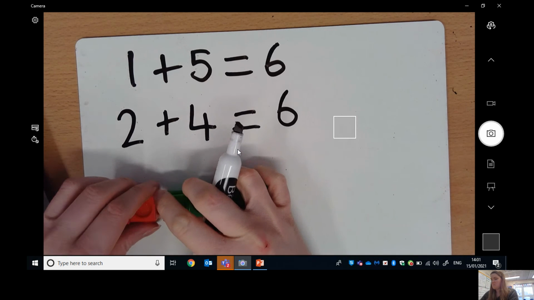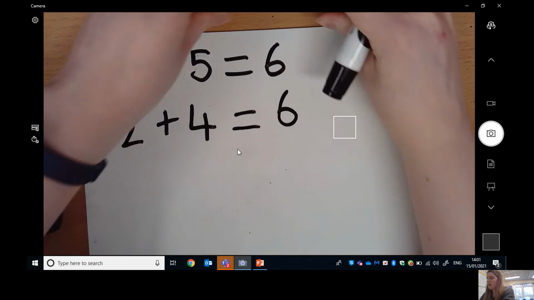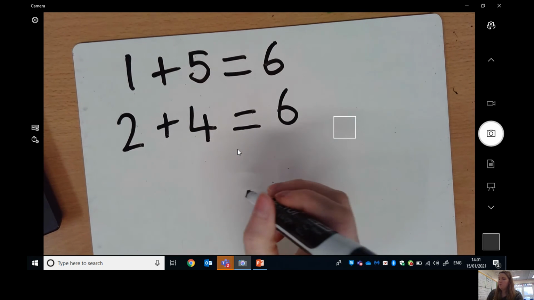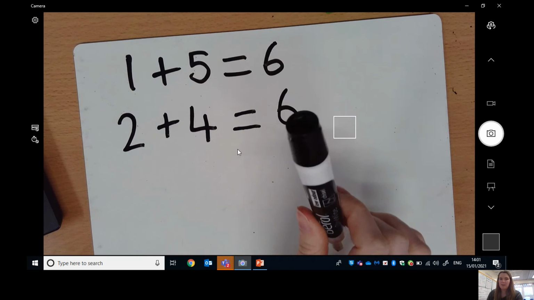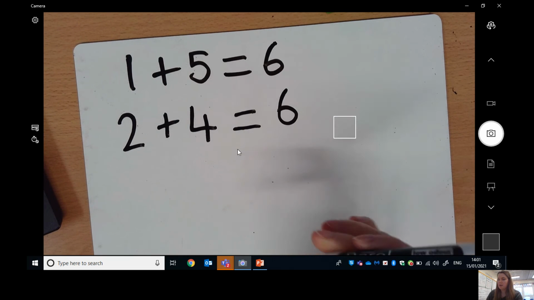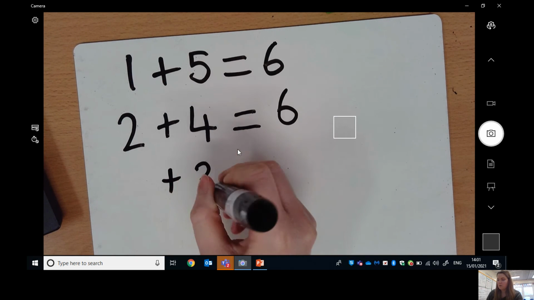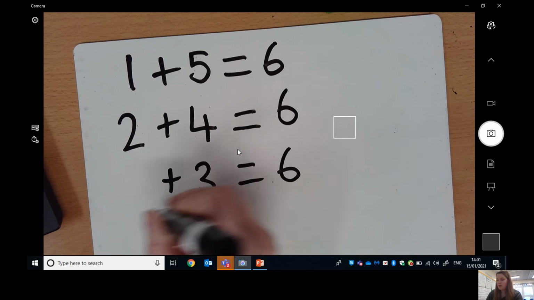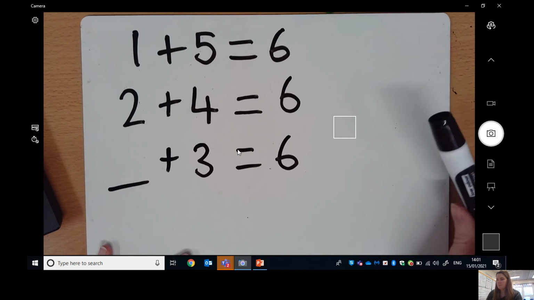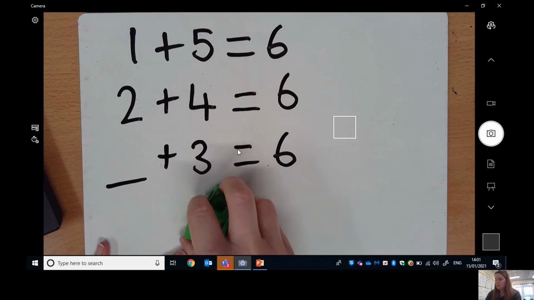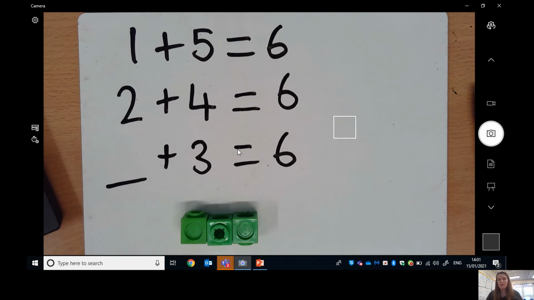Okay. I'm going to give you one to have a go by yourself. If we know 1 plus 5 is 6 and 2 plus 4 is 6, what plus 3 is 6? You're going to put me on pause? Here's your 3. See if you can figure it out. I'm going to give you 1 minute. Off you go.